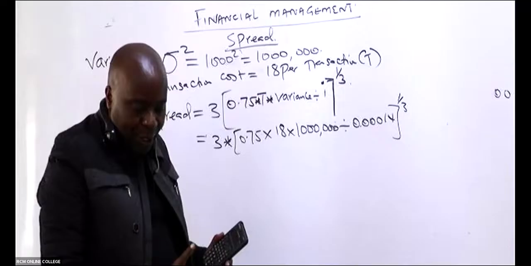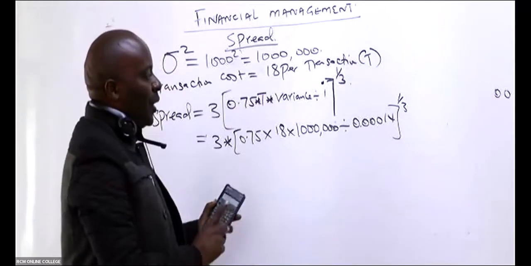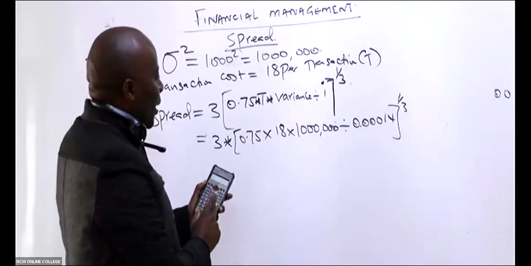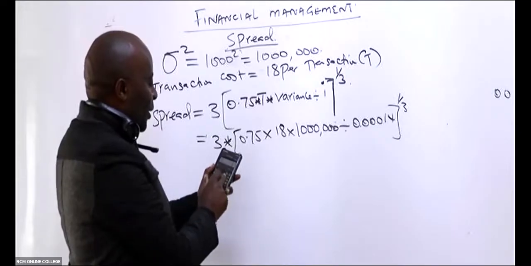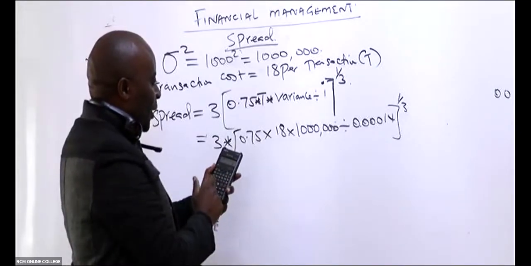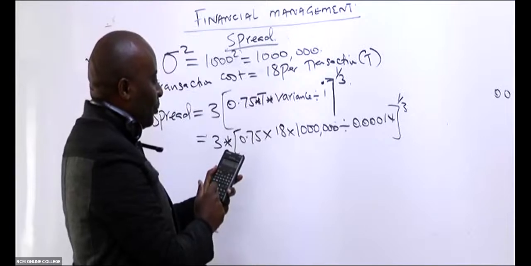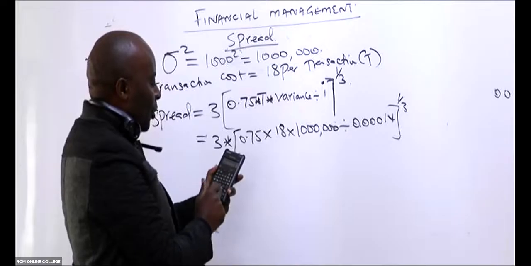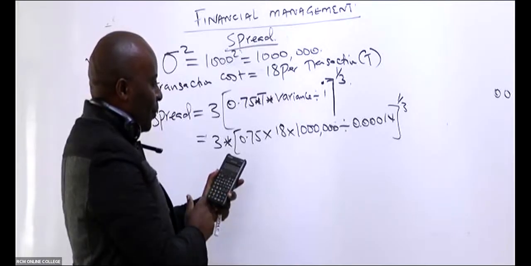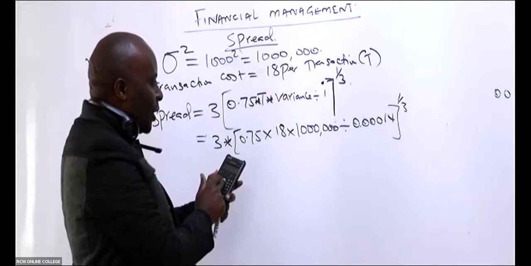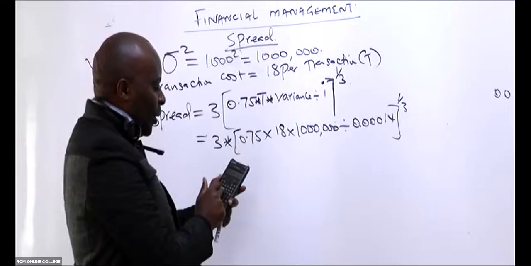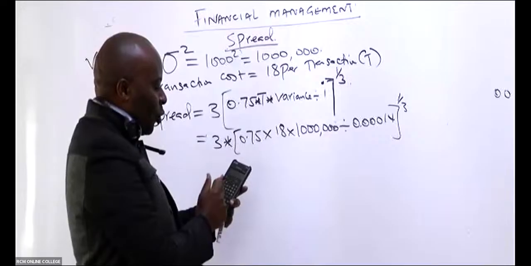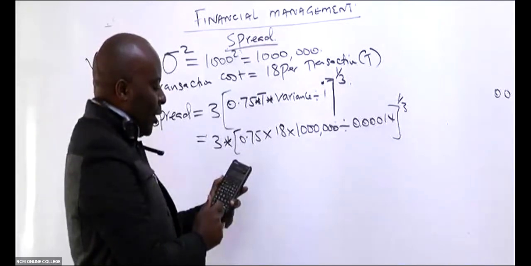So you start with what we have in brackets. We have 0.75 times 18 times 1 million divided by 0.00014. You say equals. Whatever I'm getting, I say raised to, I open brackets, I say 1 divided by 3, I close brackets. Then I say equals.